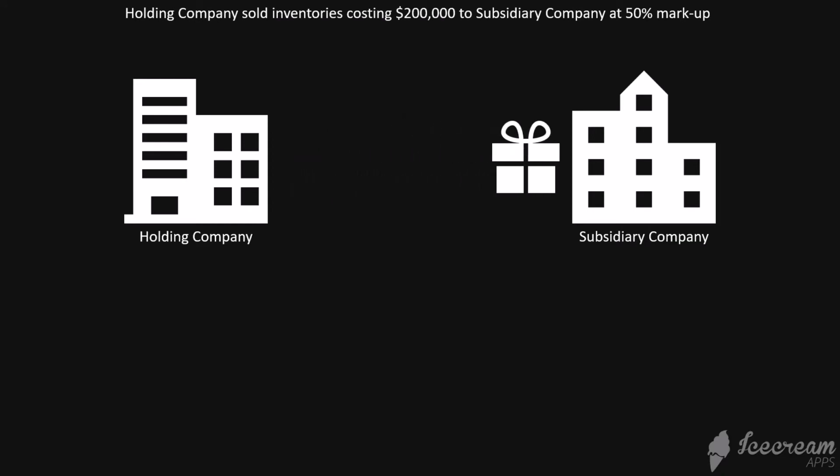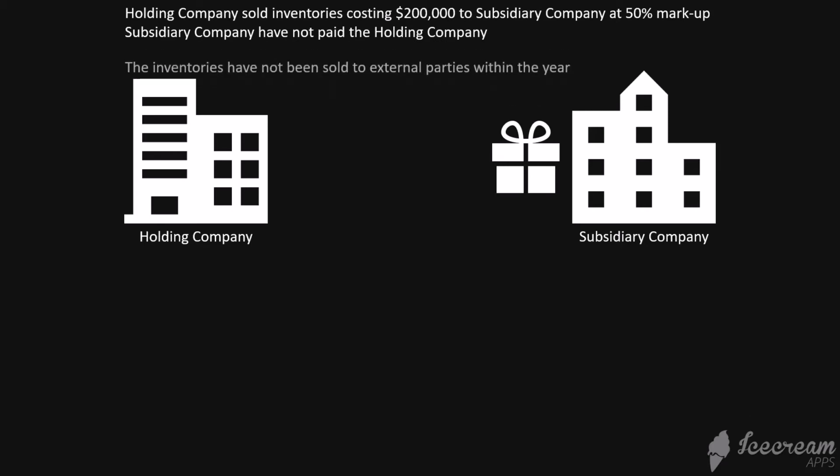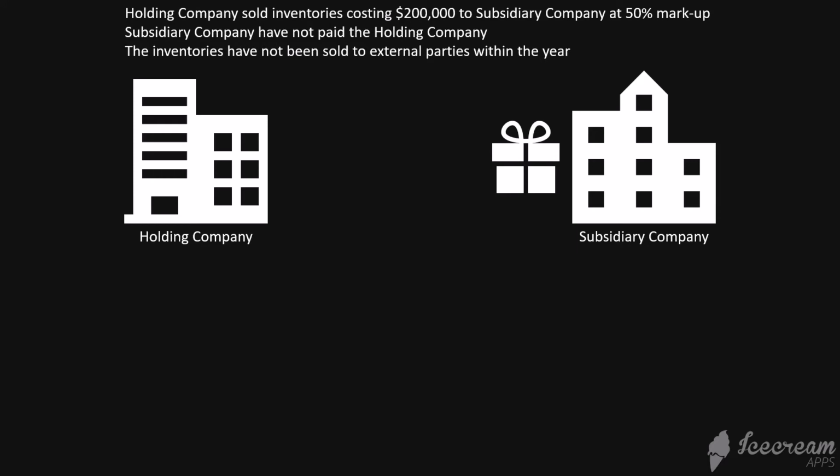We will assume that the holding company sold inventories costing $200,000 to the subsidiary company at 50% markup, which is $300,000, 150% times $200,000. The subsidiary company has not paid the holding company the amount owing yet, and this time round, the inventories have not been sold to external parties within the year. It is still with the subsidiary company. Let's consider the journal entries each company will enter.